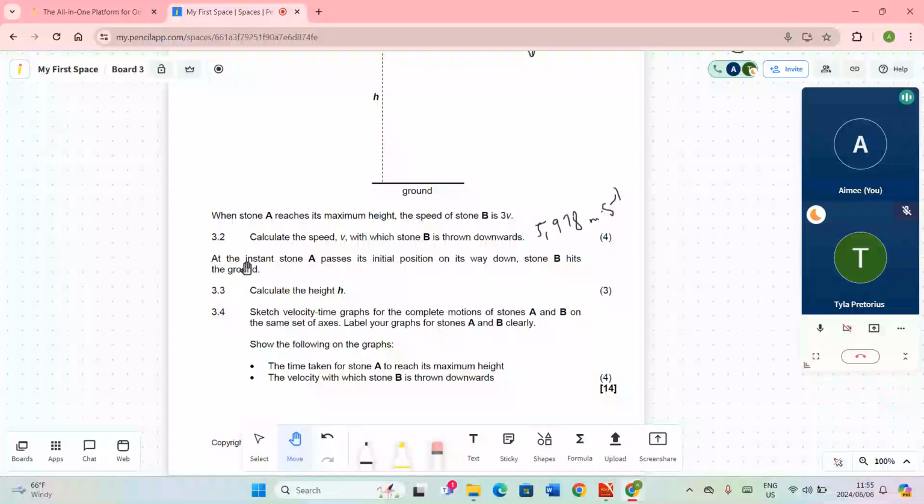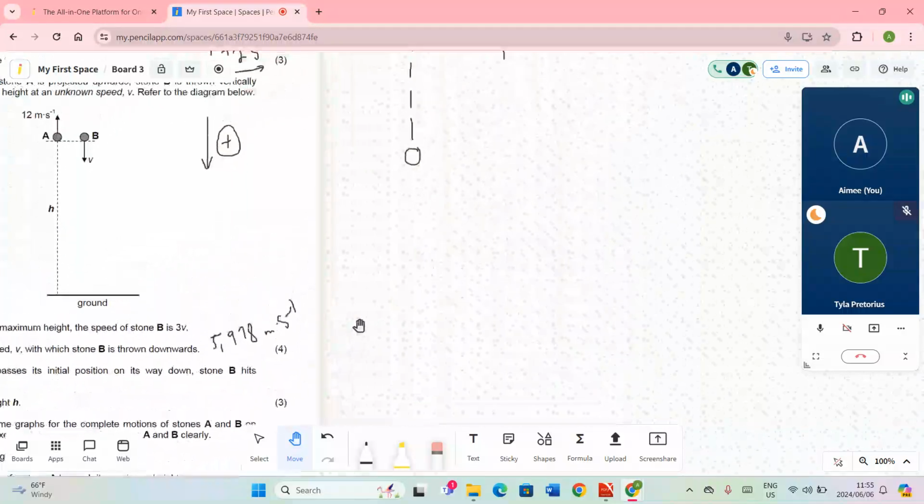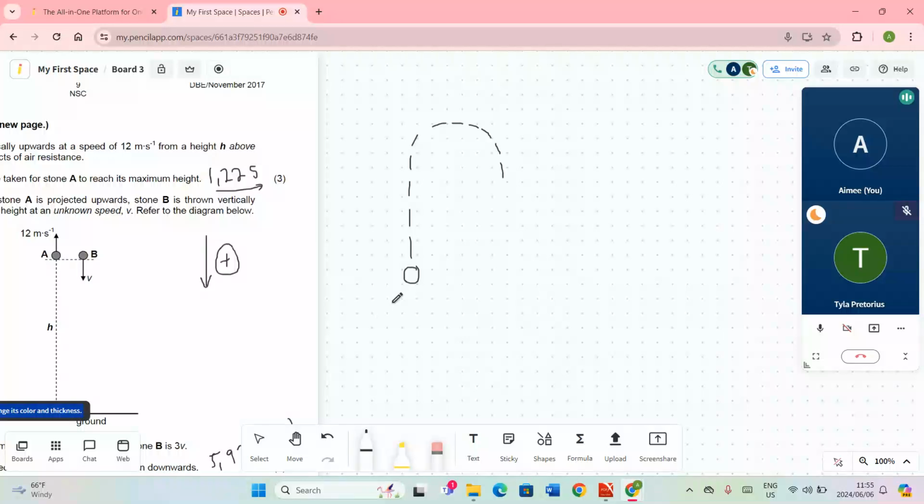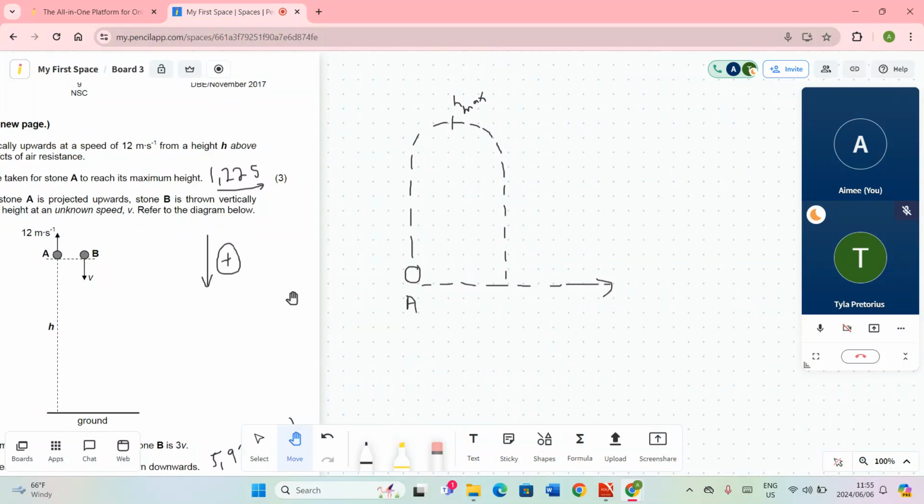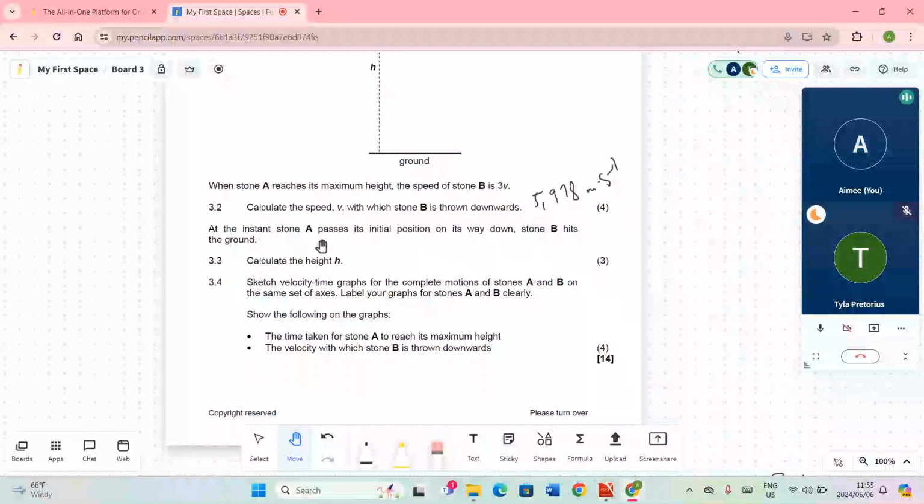It says, at the instant that stone A passes its initial position on the way down. So we project stone A up into the atmosphere. It reaches its maximum height, H max. And then they say that at the instant it comes back down and is at the same place that it was projected from, okay? It says that at that point, stone B hits the ground. So what is height H?